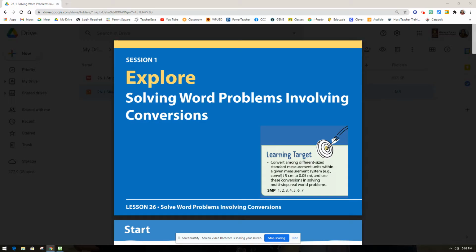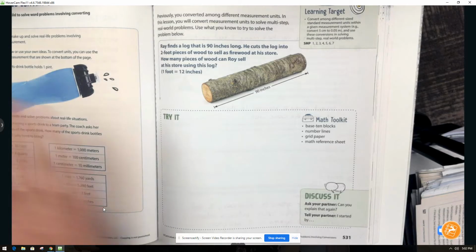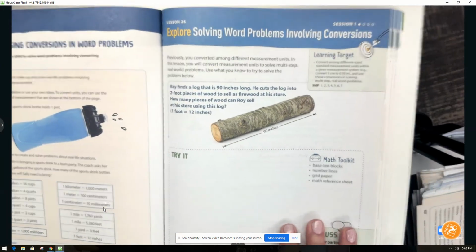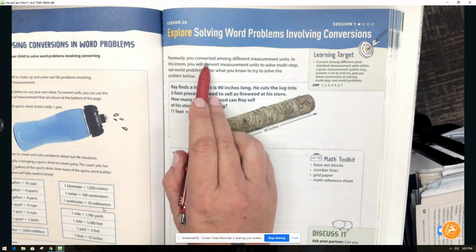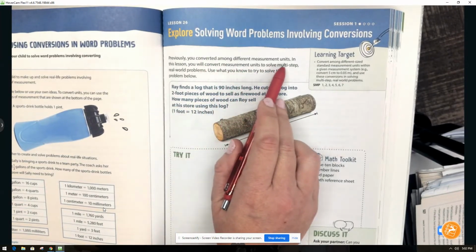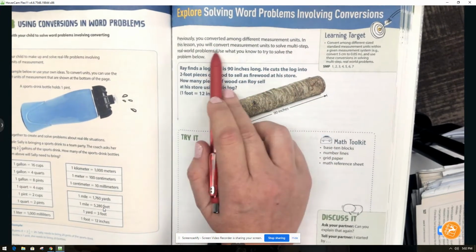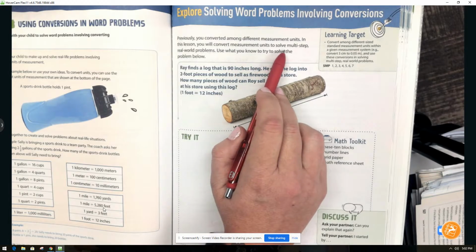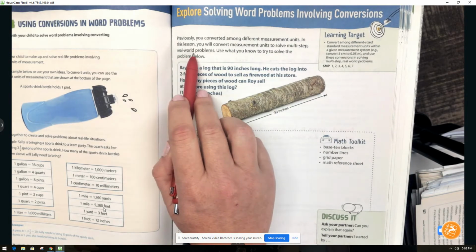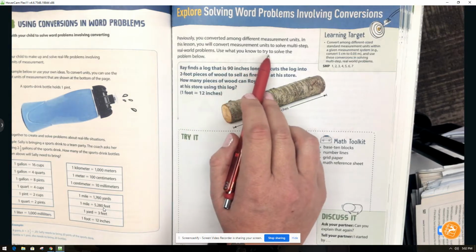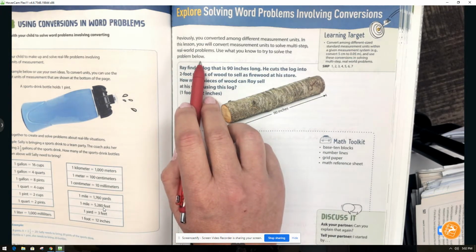So with that, we're going to be working on pages 531 through 534. Go ahead and open up to your Ready Classroom math workbook to page 531. On page 531, it says, previously you converted among different measurement units. In this lesson, you will convert measurement units to solve multi-step real-world problems. Use what you know to try and solve the problem below.